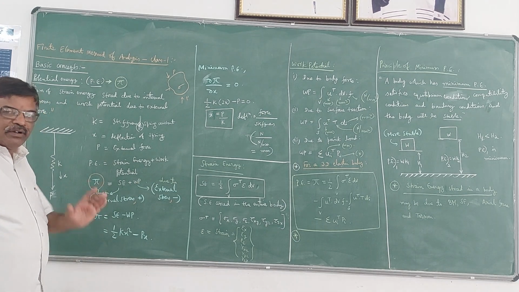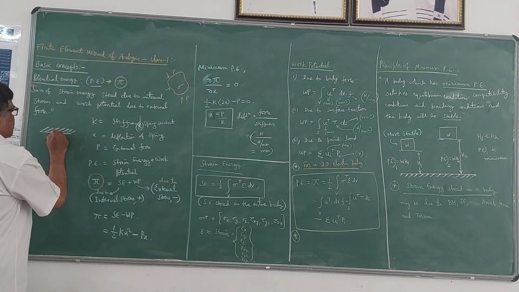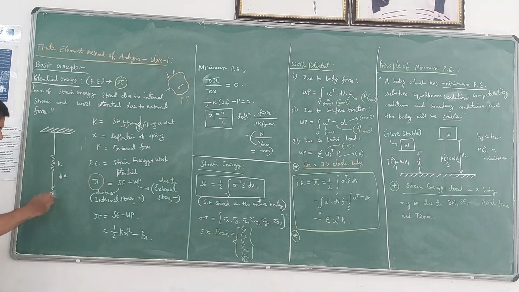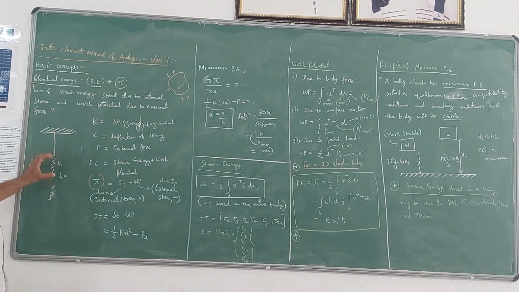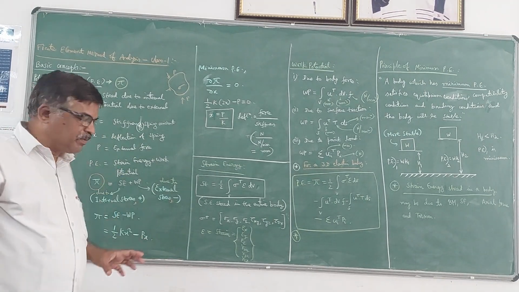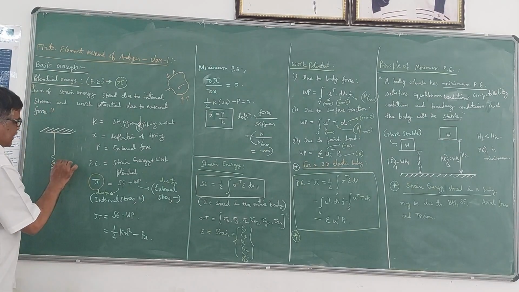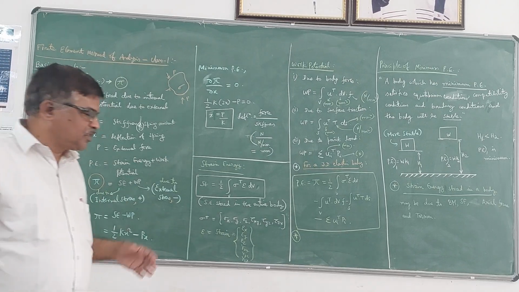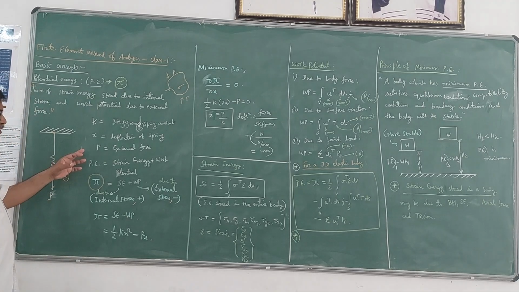I will take a simple example of a spring element. A spring is attached to a fixed end here. When some external load acts, P is the external load which acts at the free end of the spring, then definitely there will be some deformation or deflection of the spring. That deflection I will take as x, and k is the spring constant, which is also called the stiffness, which you have studied in your matrix method of structural analysis. So P is the external force.